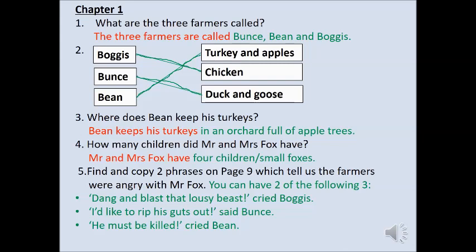Find and copy 2 phrases on page 9 which tell us the farmers were angry. There were 3, but you can have 2 of the following. "Dang and blast that lousy beast," cried Boggis. "I'd like to rip his guts out," said Bunce. "He must be killed," cried Bean. You could have any 2 of those, because they all tell us that the farmers were really angry with Mr. Fox. They don't sound very happy about any of that, do they?